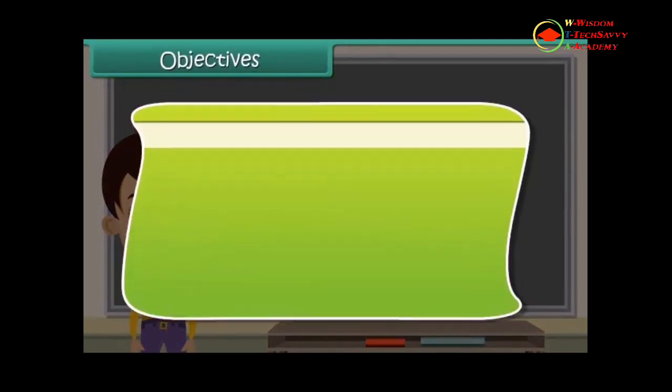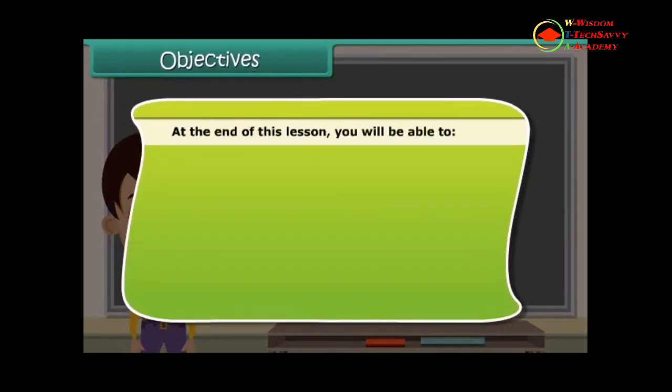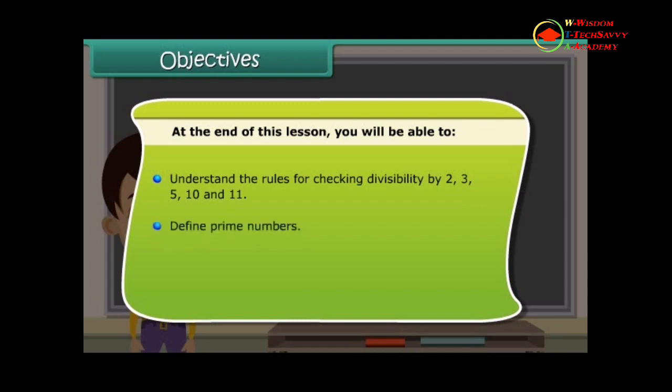Objectives. At the end of this lesson, you'll be able to understand the rules for checking divisibility by 2, 3, 5, 10 and 11. Define prime numbers. Define composite numbers. Understand prime factorization.